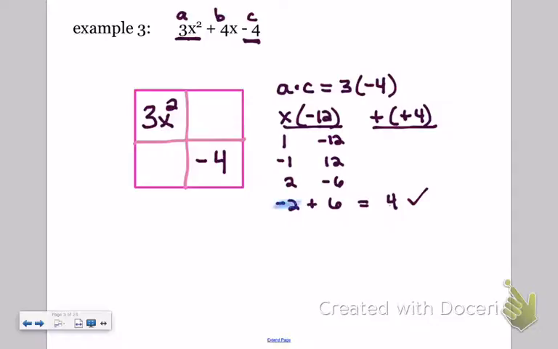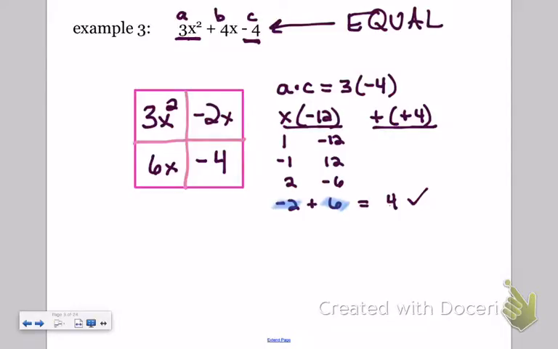So I take negative 2 and 6 and put them in the box along with the x because that is their label. Negative 2x and 6x. It does not matter which box you put these two in. I could have put 6x there and negative 2x there and we would still get the same answer. So from here, 3x squared minus 2x plus 6x minus 4 is equal to what we have before. We just split up that middle term.